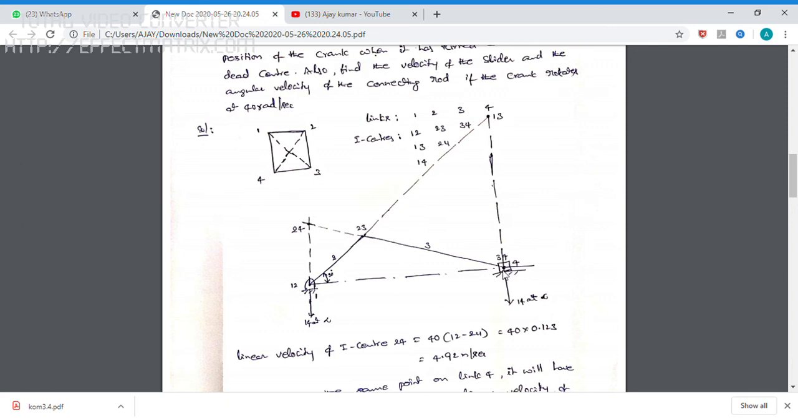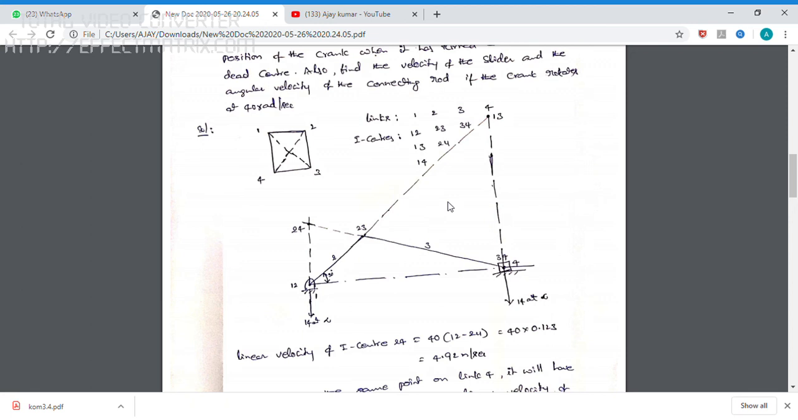Okay. Now the next one is the 1,4. Actually, this one is the permanent instantaneous center, not the fixed one. And the 2 more are the 2,4 and 1,3. Total 6 instantaneous centers we obtain. The first bit is over: the location of the instantaneous centers.